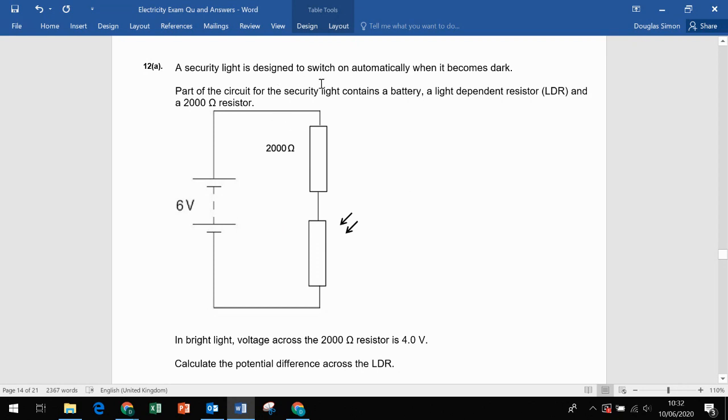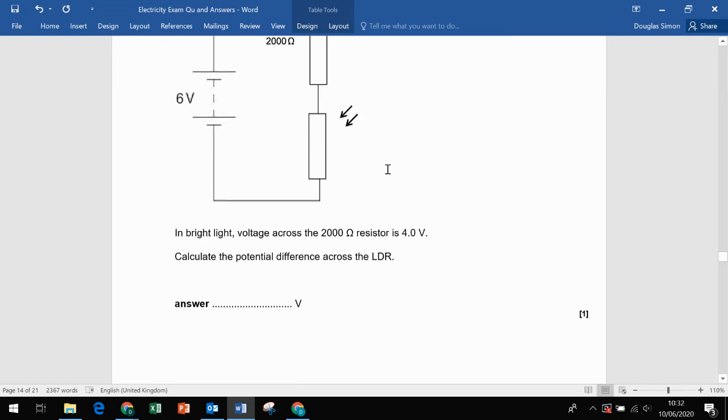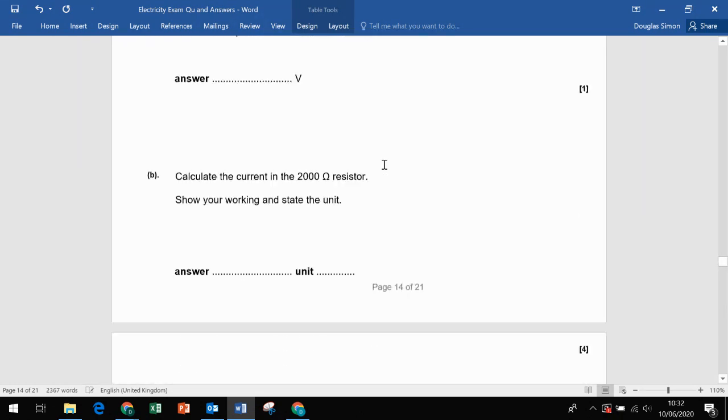All right, security light is designed to switch on automatically when it becomes dark. Oh, we did this question. This is a duplicate of the previous one. We're going to skip over this one.